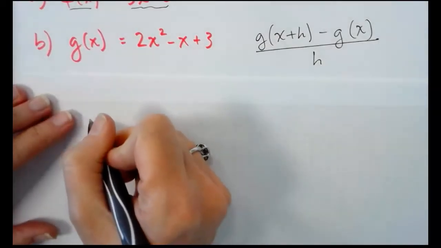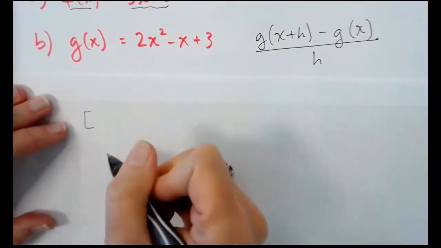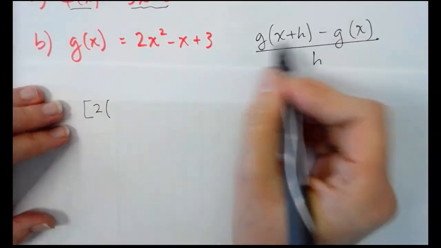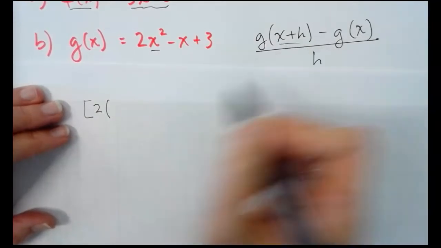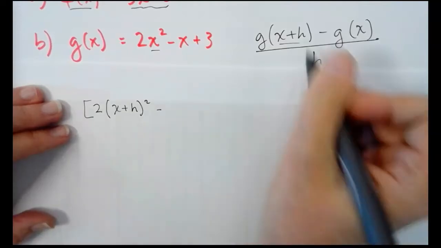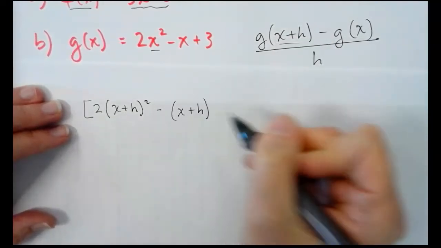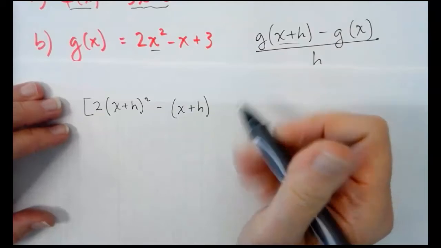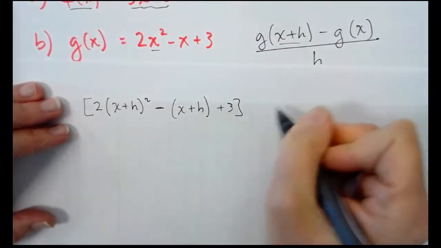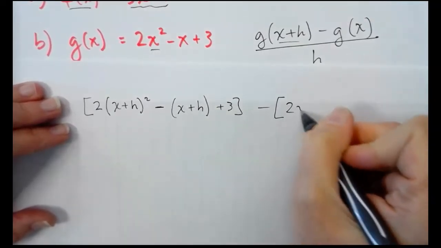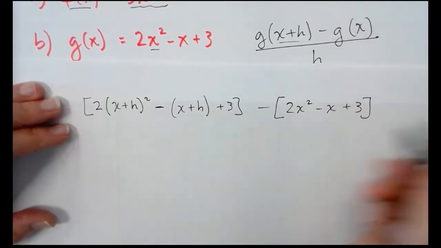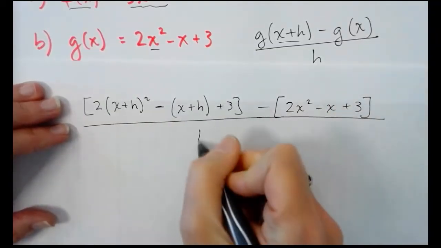So first, let's find g of x plus h. Once again, I'm going to put it in brackets. So here goes. 2 times (x plus h) squared minus (x plus h). Everywhere we see x, we're plugging in x plus h. Once again, you need grouping symbols here in order to maintain some control over these negative signs. Plus 3 minus g of x, which is 2x squared minus x plus 3. This is just a straight substitution here, all over h.